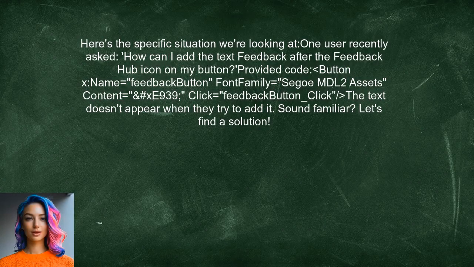Here's the specific situation we're looking at. One user recently asked, "How can I add the text feedback after the feedback hub icon on my button?" They provided their button code, but the text doesn't appear when they try to add it. Sound familiar? Let's dive into this together and find a solution.